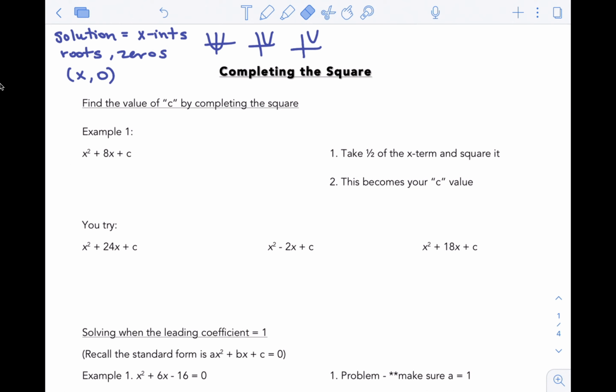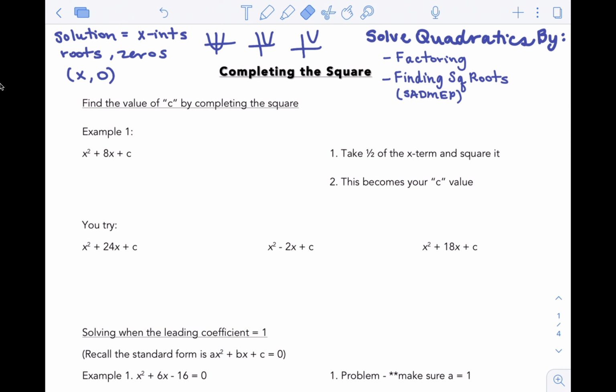So far this unit, we have learned how to solve quadratics by factoring and by finding square roots, aka SADMEP, reversing PEMDAS. Today we're going to do completing the square, and eventually we'll do the quadratic formula. For us to be successful, we have to do a little bit of pre-work. The pre-work is actually pretty quick and easy. It's just two little steps you can see on your page.